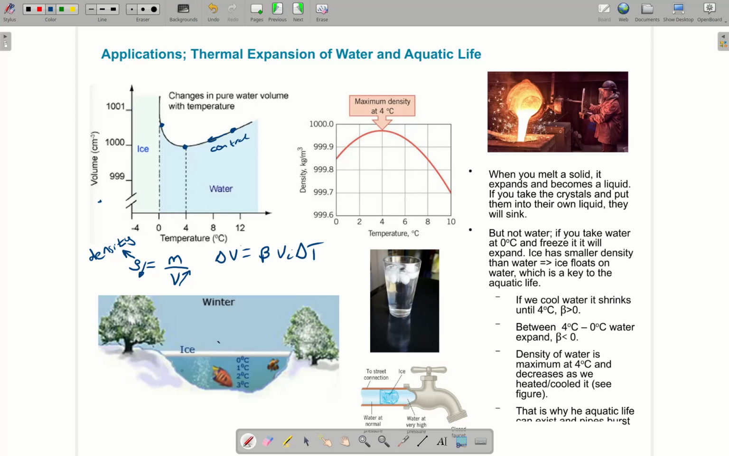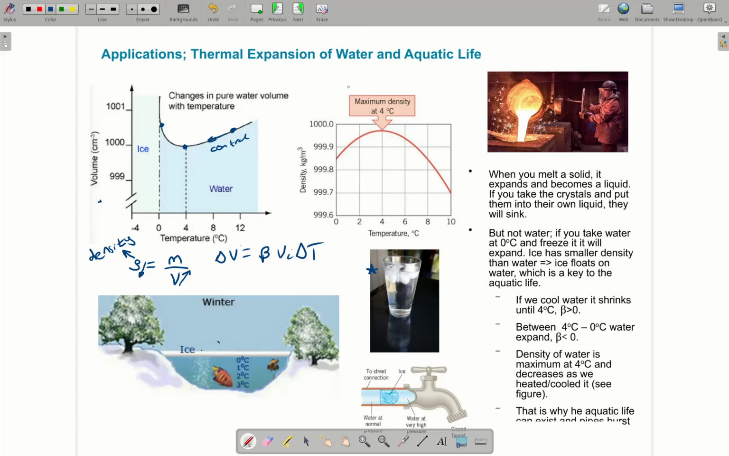Out in the winter, we have lakes, we have marine life, and the marine life can survive because of this. As ice forms, it stays on top of the water because it has less density than the water. It floats, and we have marine life continuing in the winter. That's a very interesting feature of water. Here you see water, ice. We all know that ice floats on top of water.